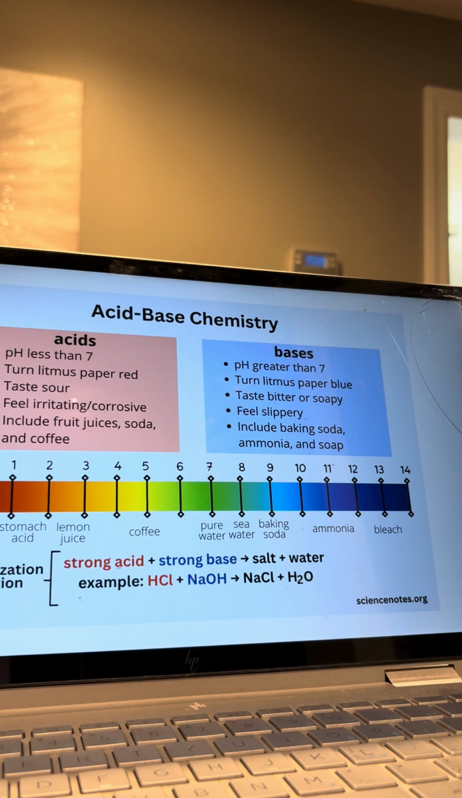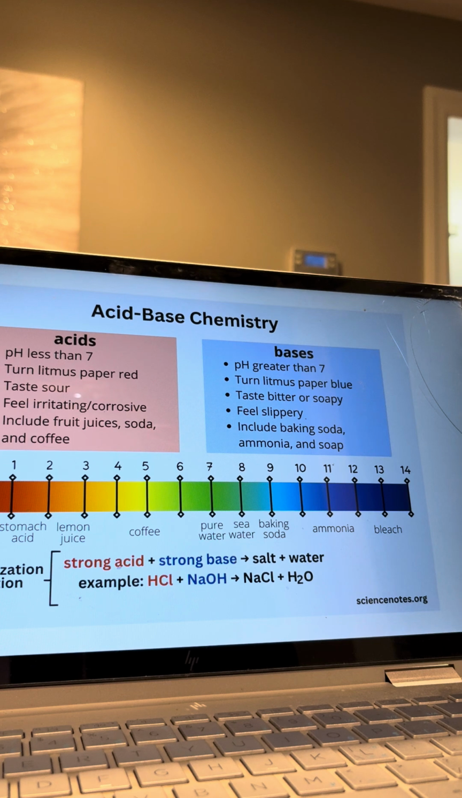Bases, on the other hand, are the opposite. So their pH is greater than 7. They're going to turn litmus paper blue. They typically taste bitter. So if you've ever accidentally eaten soap, it's a very bitter tasting thing. They tend to feel slippery, and some examples include baking soda, ammonia, and soap.